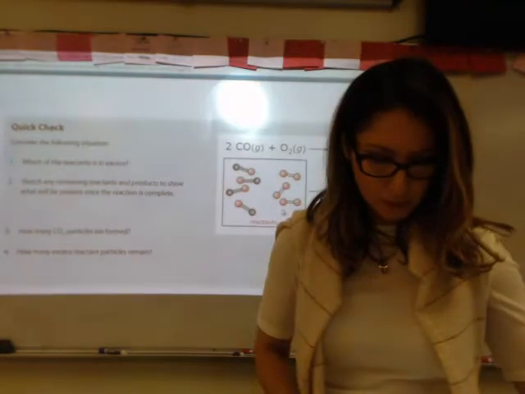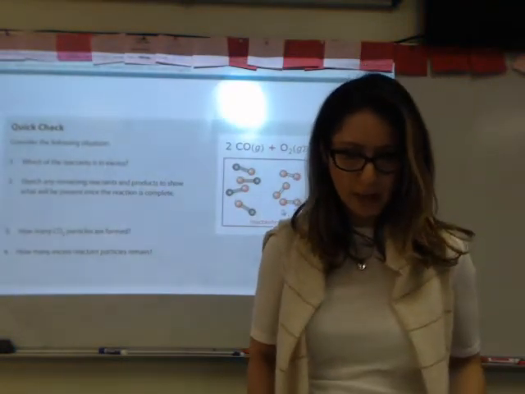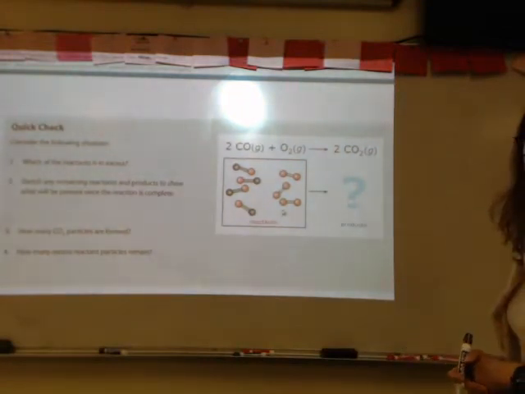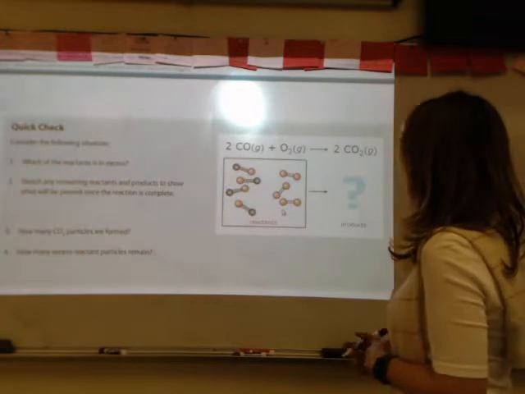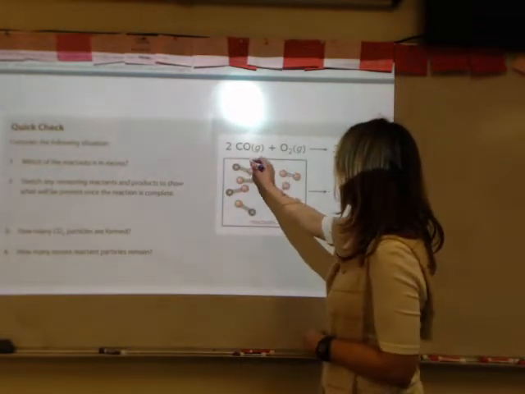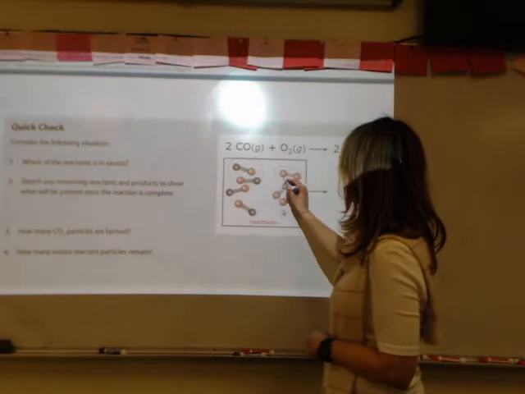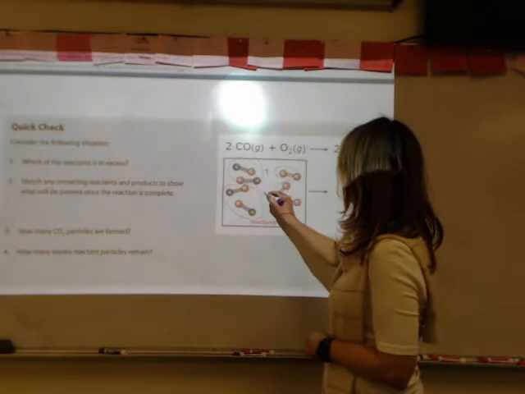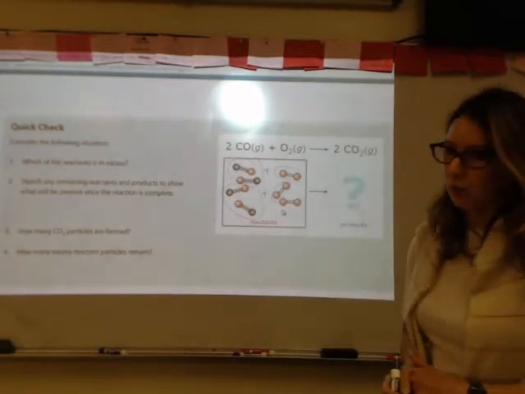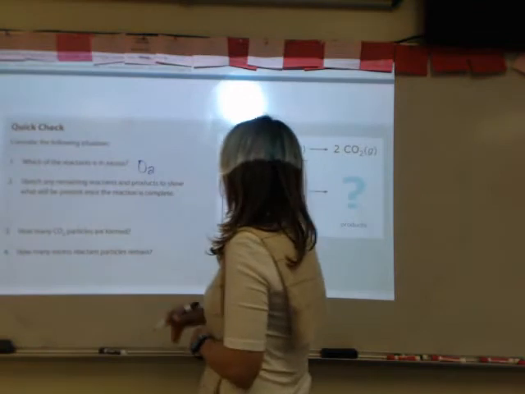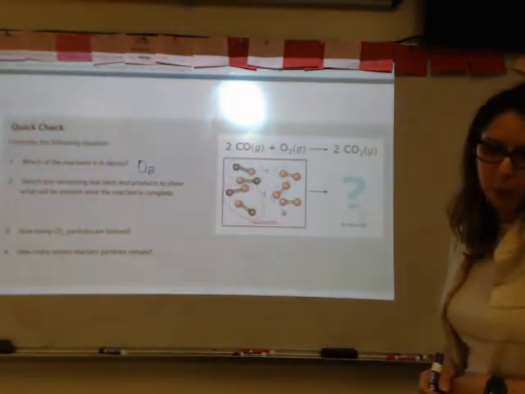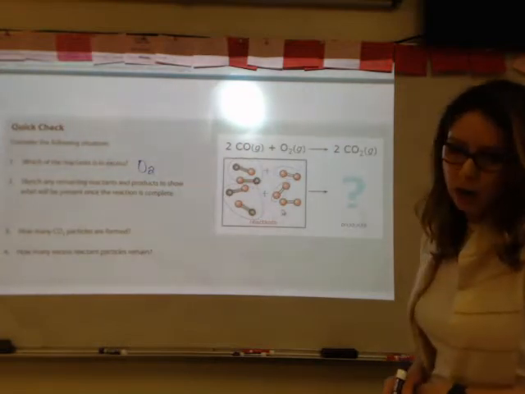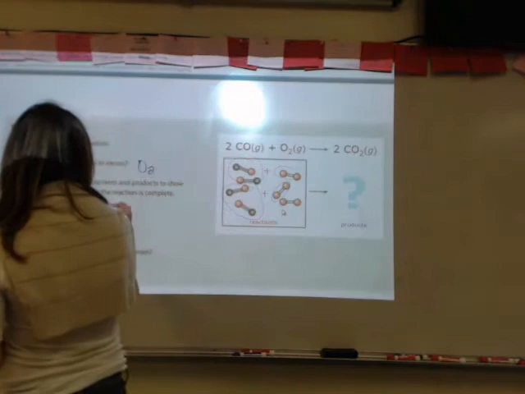If we go to the next page and take a look at this quick check, you'll see that we have 2 carbon monoxide combining with oxygen to produce 2 carbon dioxide gas. They want to know which of the reactants is in excess. So if I have 2 of these carbon monoxides reacting with 1 O2, and these 2 carbon monoxides react with another O2, I'm going to be left with an O2 in excess. Sketch any remaining reactants and products to show what will be present once the reaction is complete. So I'm going to end up with 1 O2.